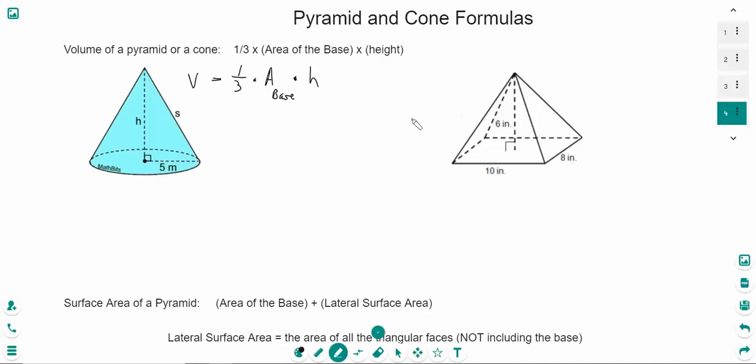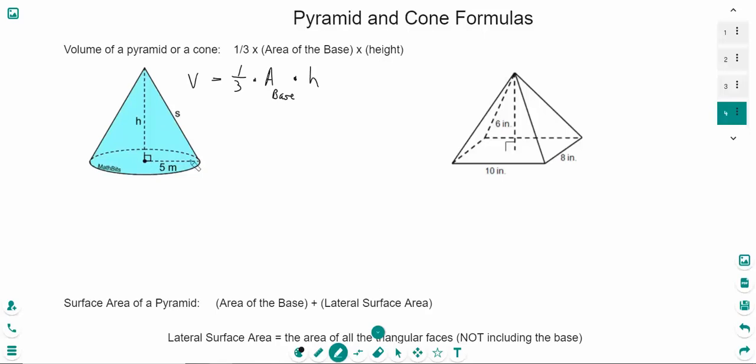The only difference here is your approach to finding the area of the base is going to be different, because the area of the base in a cone is circular and the area of the base in a pyramid is a polygon.